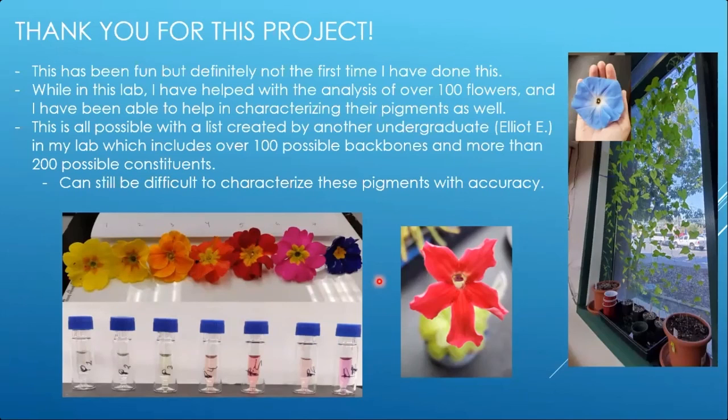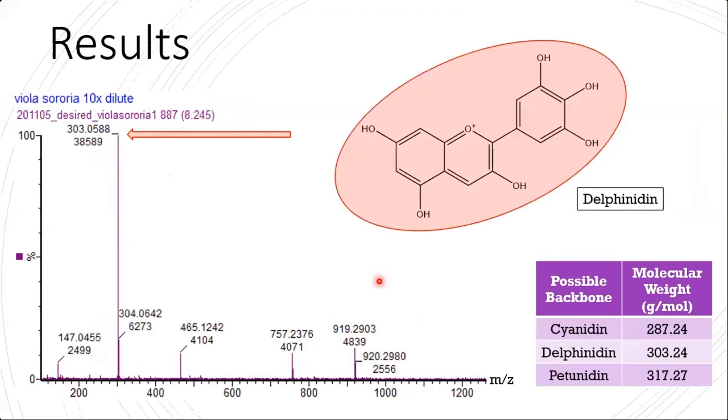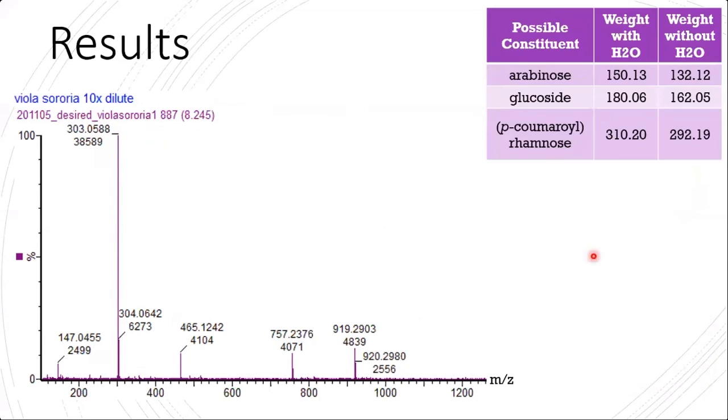So this list contains, I think, over 100 possible backbones. If you remember from my previous slide, I had my table with possible backbones. This is not the full story. This is just 3 examples of possible backbones, but there are hundreds of them out there. For constituents, the same. Here's a sample, just 3, but the list composed by the undergraduate has over 200 constituents in it.